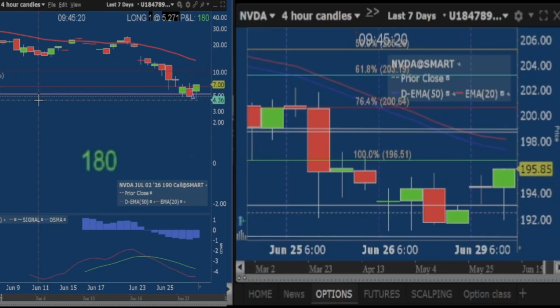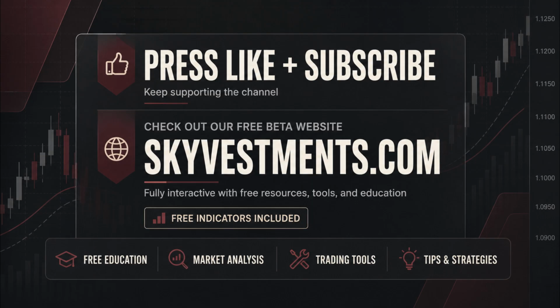Not every trade has to be a home run. Take the green when the trade gives it to you. Control the red when it doesn't and move on.